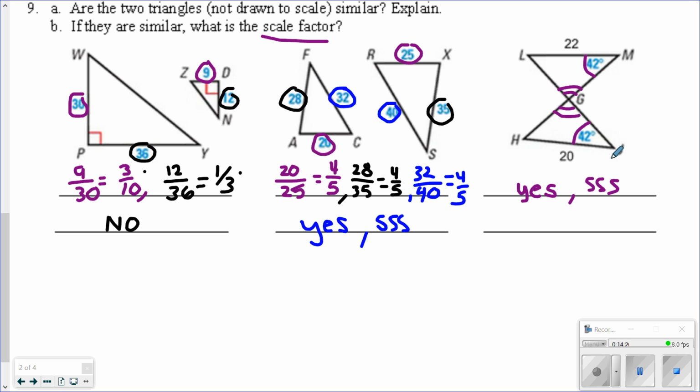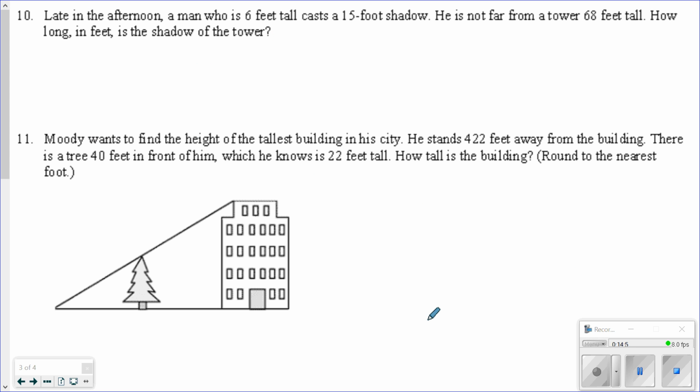But I do need to figure out what the scale factor is, and that's why those 2 sides come in handy here. So I'm going to do, it doesn't matter which one's first, we'll do 20 over 22. This simplifies to 10 over 11, and that would be my scale factor then.